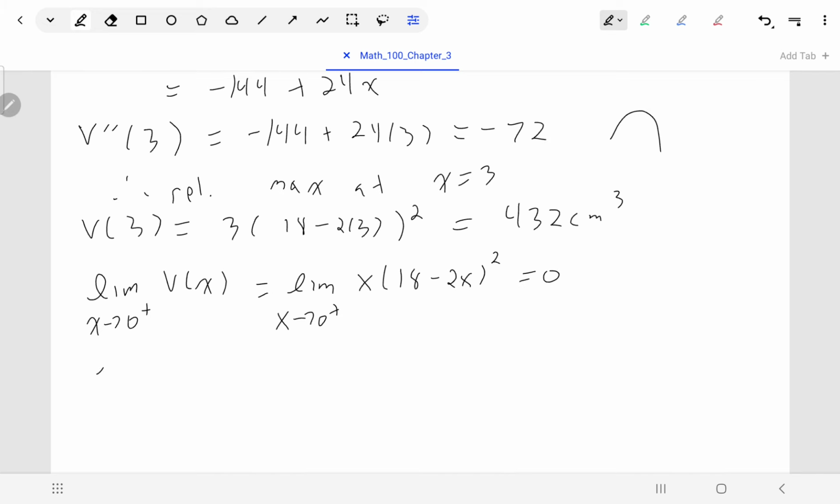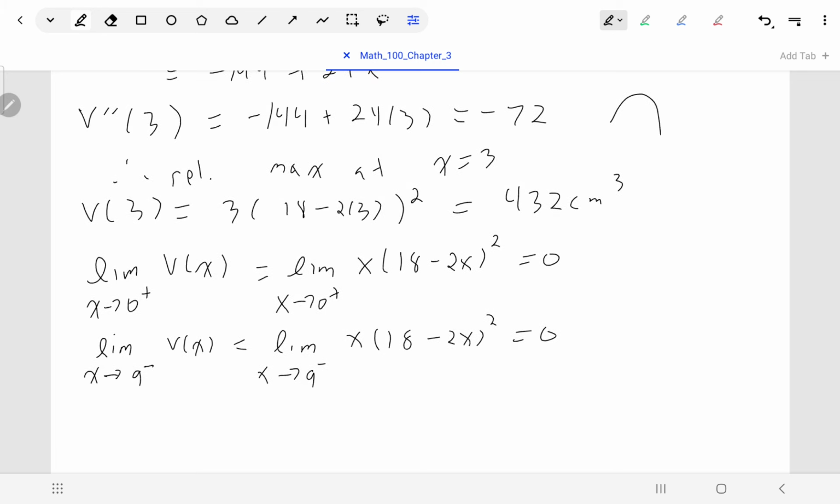And same thing with the other extreme endpoint, which was 9. If we approach 9 from the left for our volume function, we'll see that again, you're going to wind up with something that's approaching 0. So for all the values that we found, 432 was the largest of the three, so we definitely do achieve the absolute maximum volume of 432 centimeters cubed.